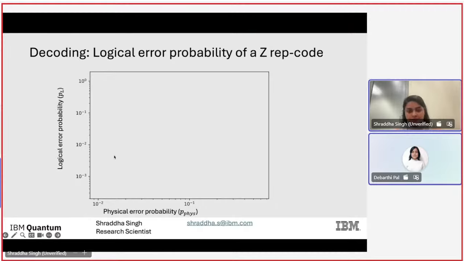Sure, Shraddha? Yeah. Sorry to interrupt, but there's a question from a participant. So is the phase flip type error more visible in the Hadamard basis than in the computational basis? Or do we work enough with the superpositions that it's very visible in both?